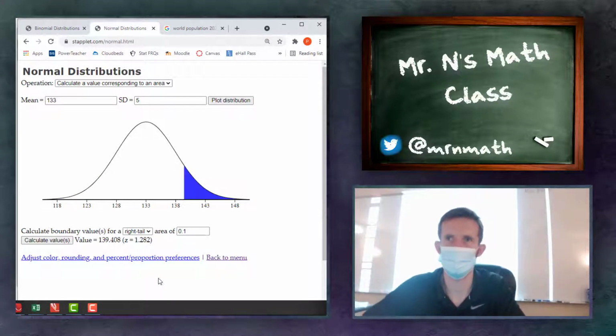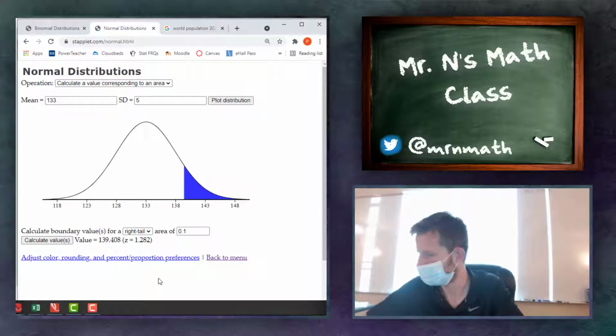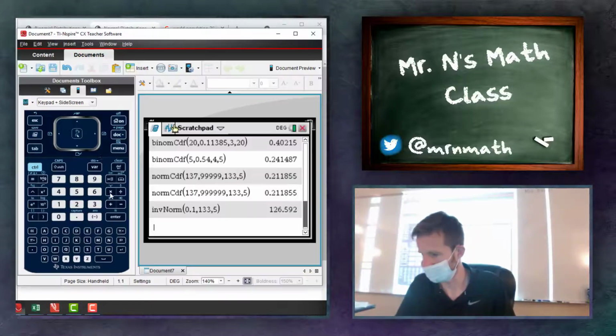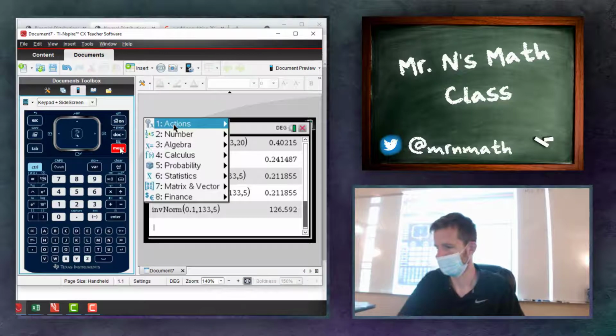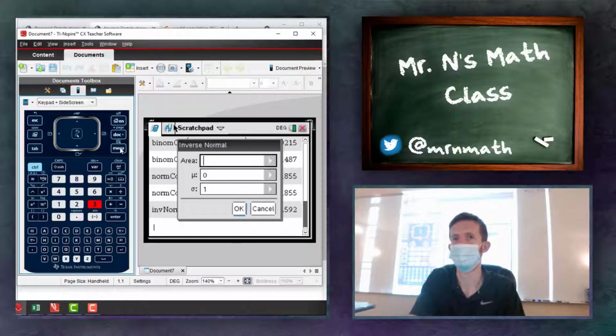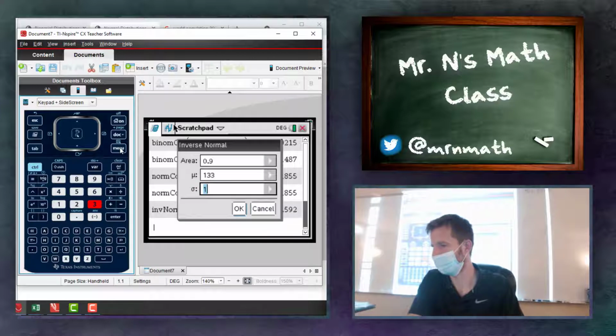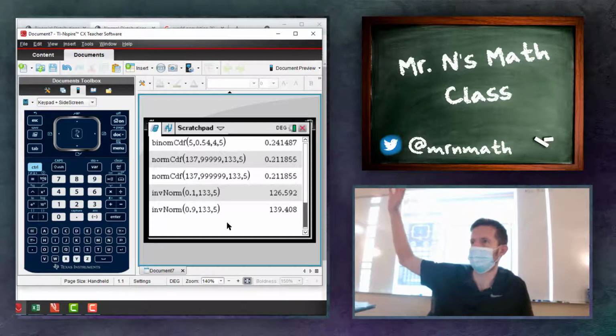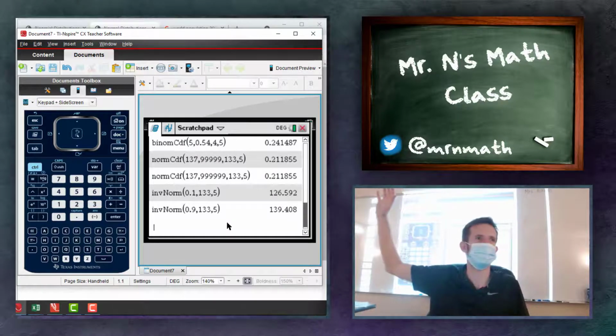But on the TI Nspire, you can't. So if I want the top 10% of weights for the melons, 139.4, how would I get the top 10% on here? So menu 553, what's the area for the top 10%? 0.9, 133 and 5. So go ahead and do that, just so that you go through the mechanics. I think going through the mechanics is important. Raise your hand once you have that on your screen. Successfully have that on your screen.